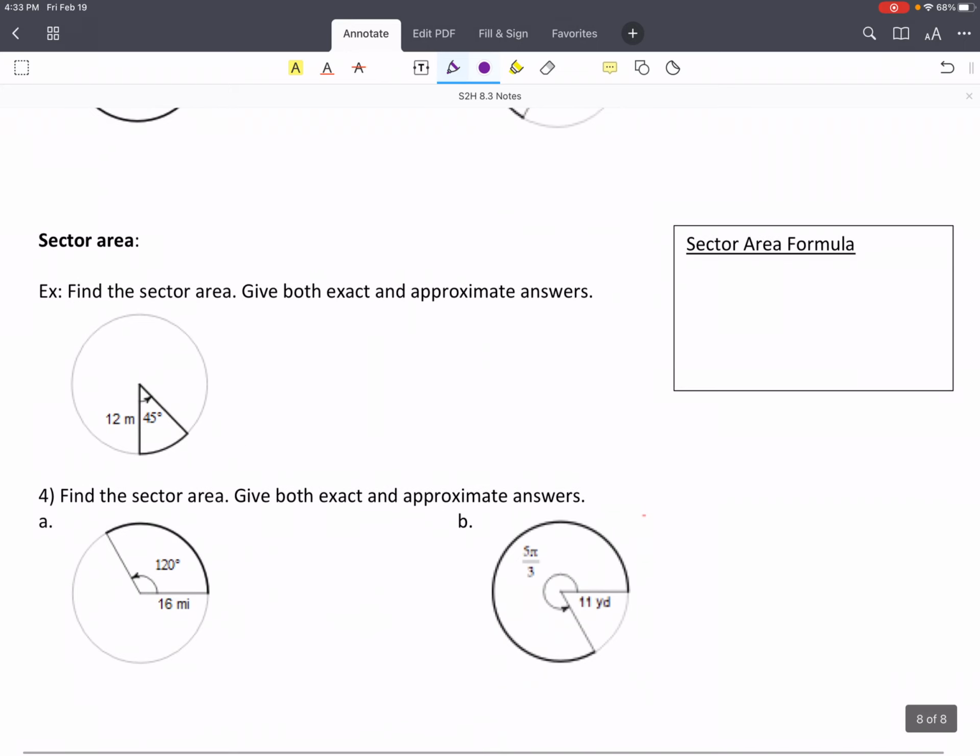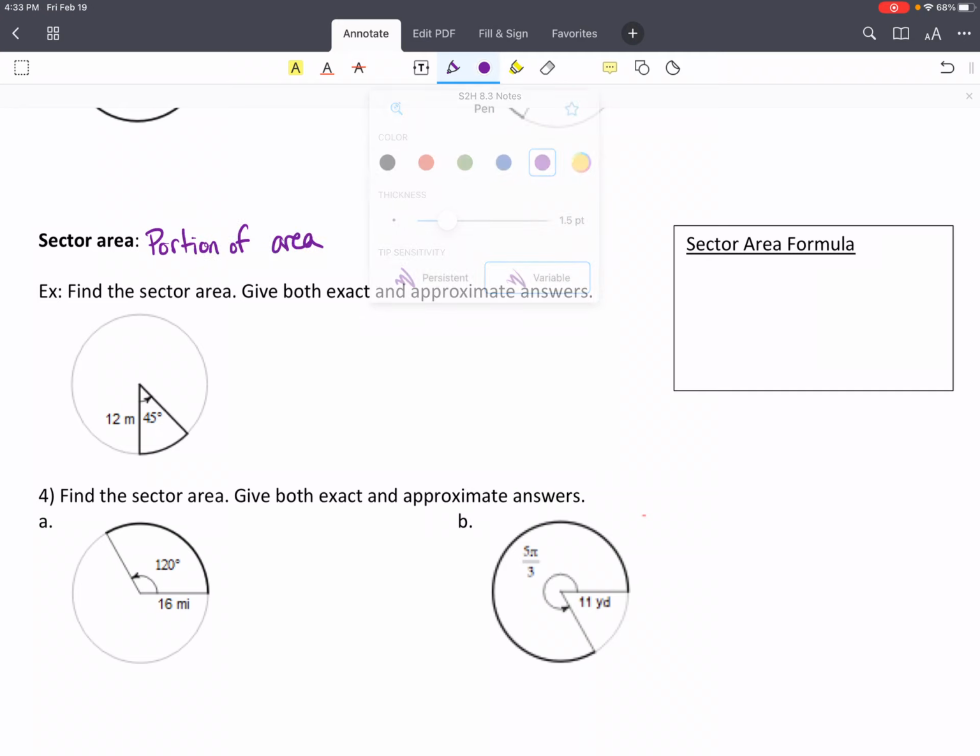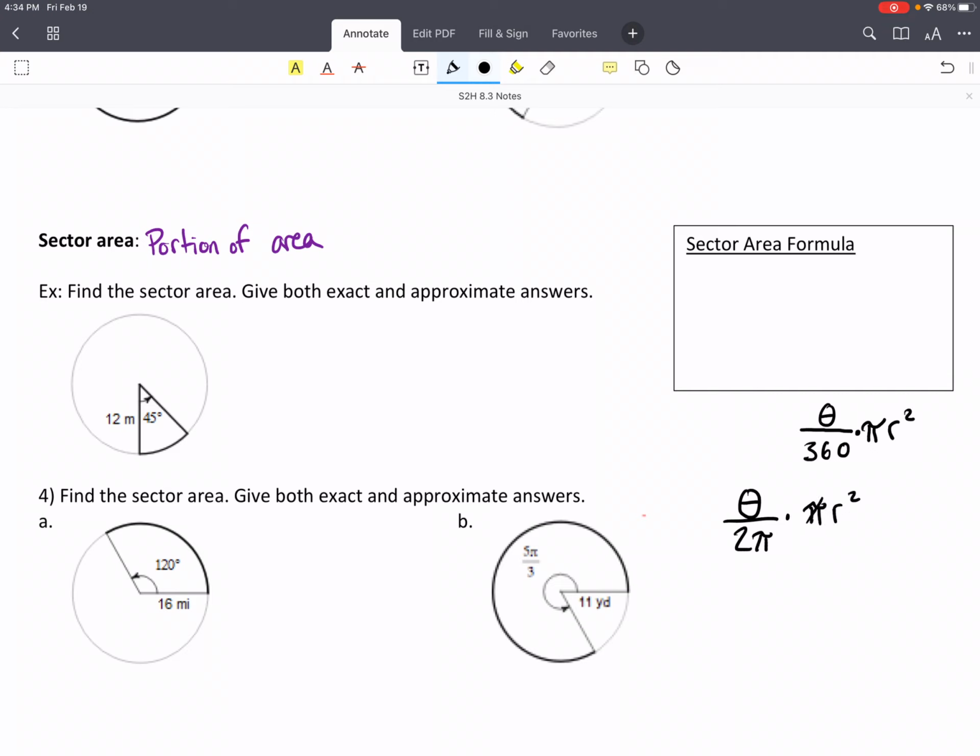Let's go to sector area. Sector area is a portion of the area, where area was pi r squared. So I can do the same thing, where it's either an angle out of 360 times pi r squared, or I can look at it in terms of radians, where it's an angle out of 2 pi times pi r squared. And those cancel, so I get theta r squared over 2.